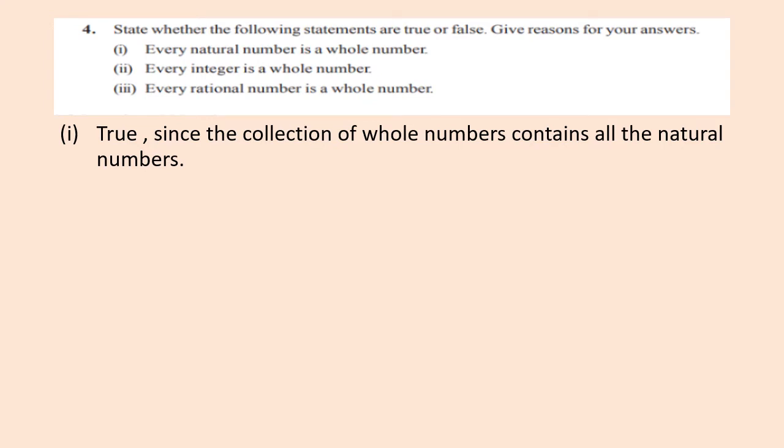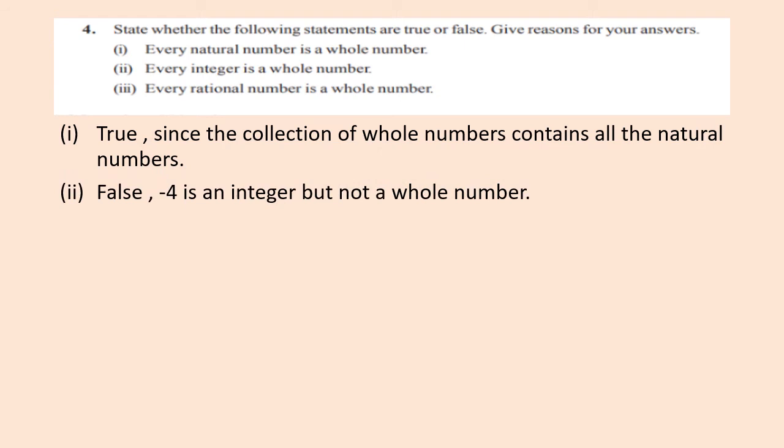Now question number 2, every integer is a whole number. That is false because -4 is an integer, but it is not a whole number, because whole numbers include 0 and the natural numbers.